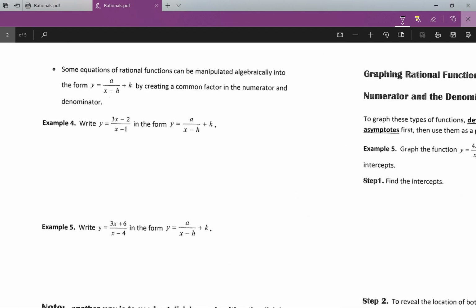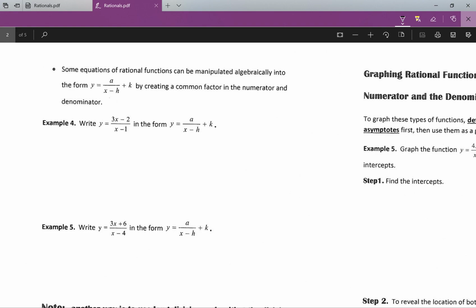Some equations of rational functions can be manipulated algebraically into the form y equals a over x minus h plus k by creating a common factor in the numerator and in the denominator. Rather, write y equals 3x minus 2 over x minus 1 in the form y equals a over x minus h plus k.